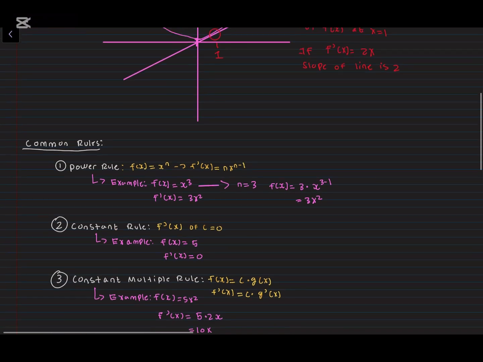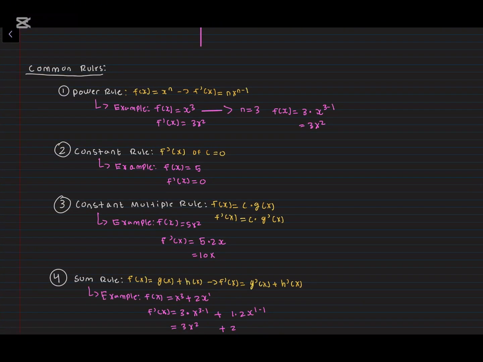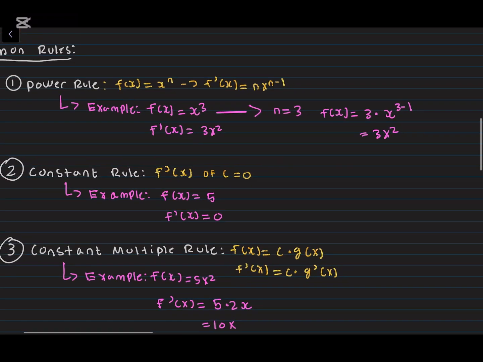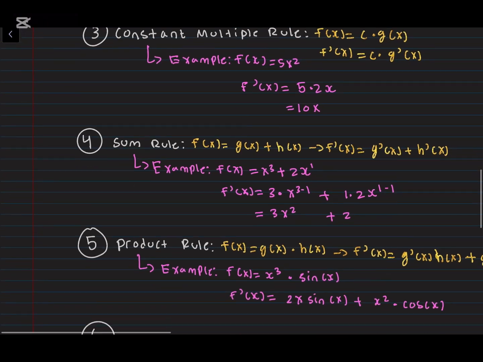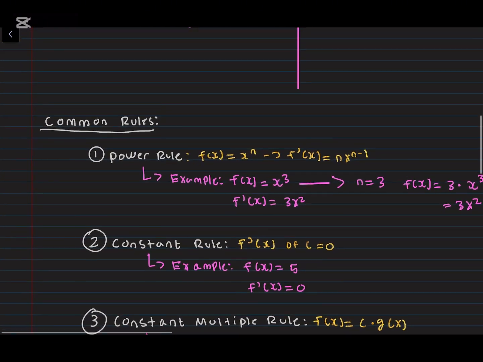So let's continue on to some common rules. The common rules of derivatives are: there's a couple. There's power rule, constant multiple rule, sum rule, product rule, quotient rule, and chain rule. So start with power rule.